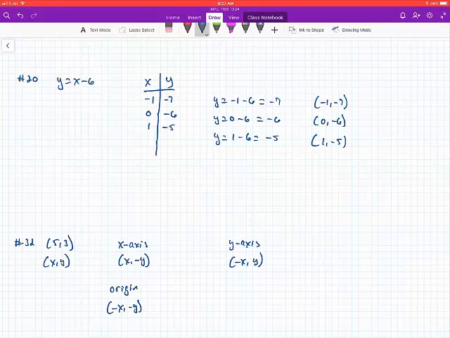Now, so this is clearly an intercept, right? This is the y-intercept. When x is 0, what's the value of y? For this example, it happens to be negative 6. And so do we have an x-intercept?